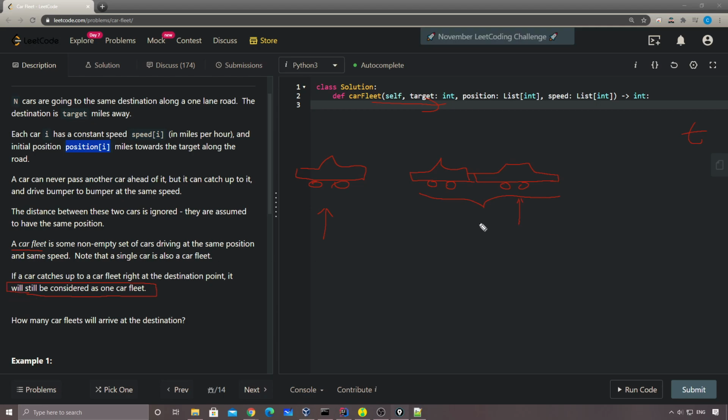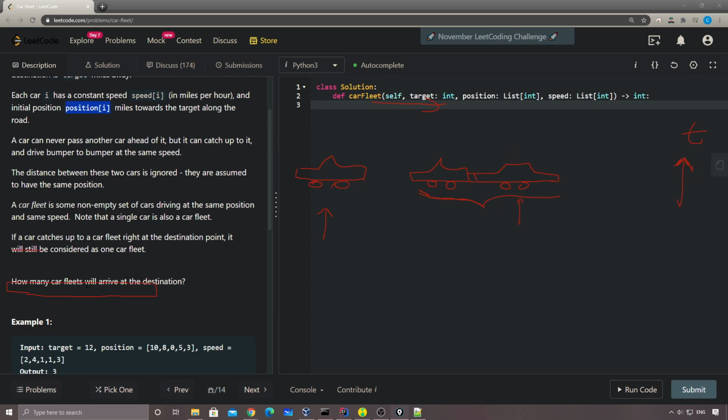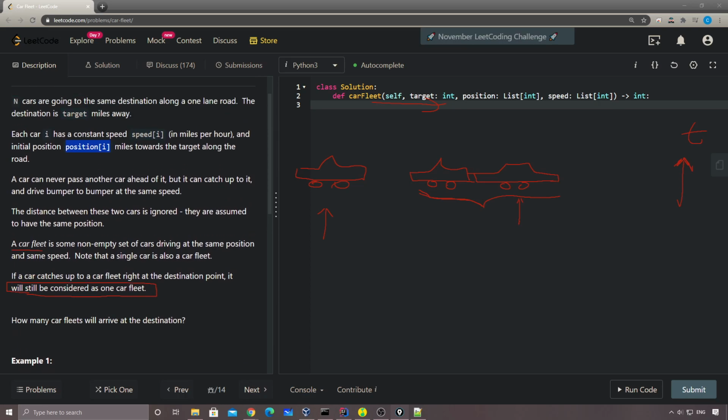Okay, so which means that, let's say we have a fleet that reaches the target destination, and then there's another fleet reaching the target. They will be treated as separate fleets. They will only merge into one fleet before reaching the target. And it asks you to find how many car fleets will arrive at the destination.